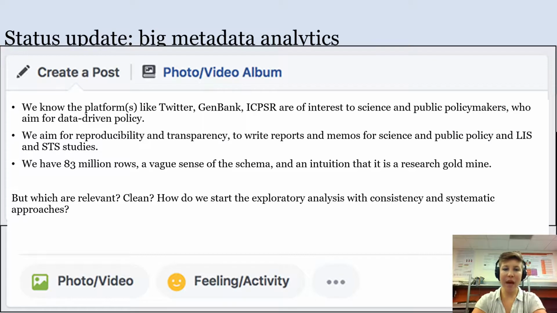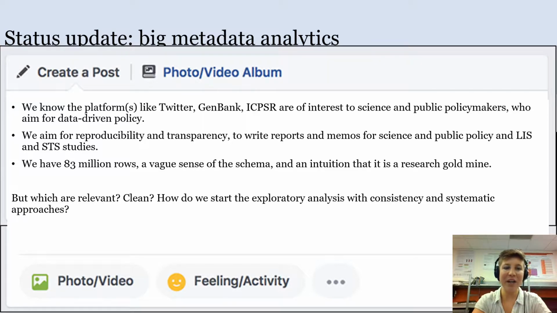Second, we also aim for reproducibility and transparency. If you're writing a report to inform policy, whether public or science, it's important to have clarity of what the findings are, and what the consensus is around your findings, in order to communicate with those groups.